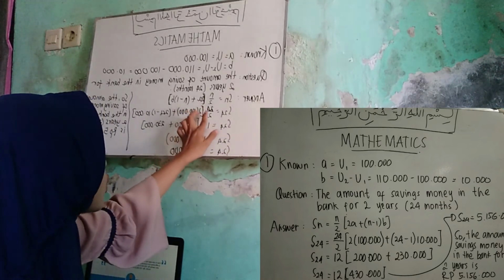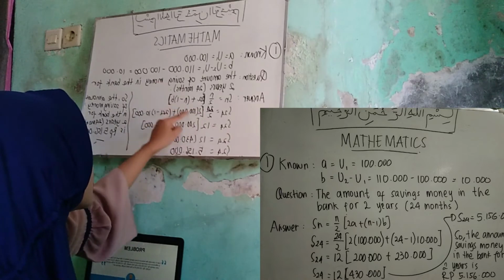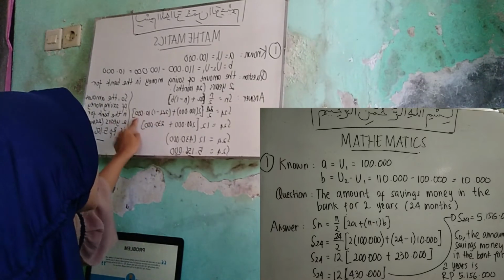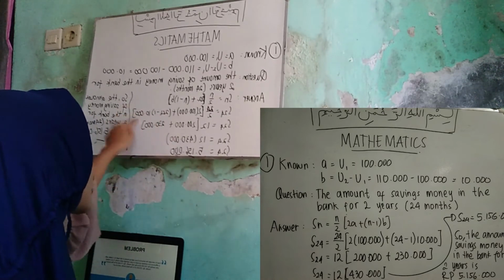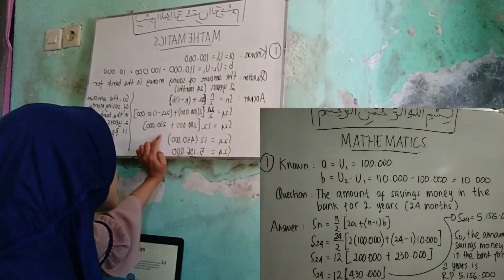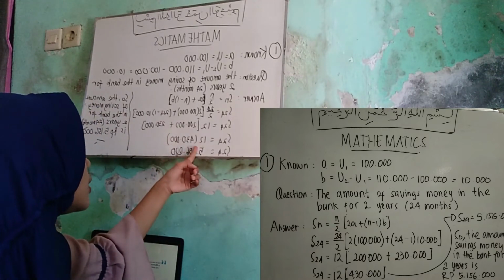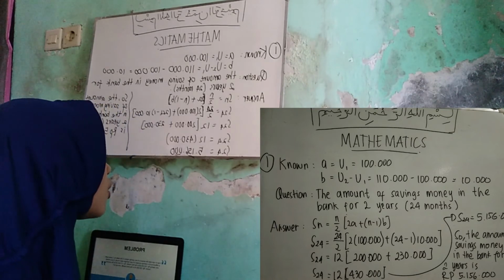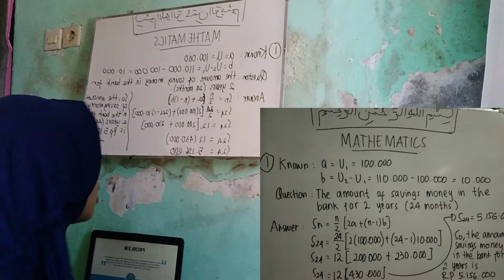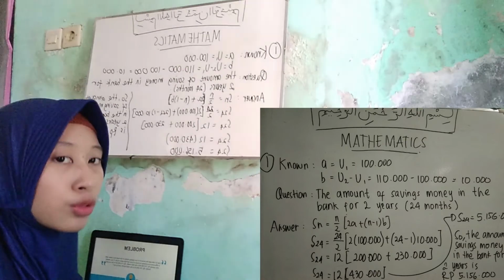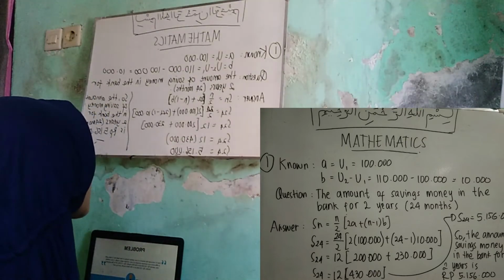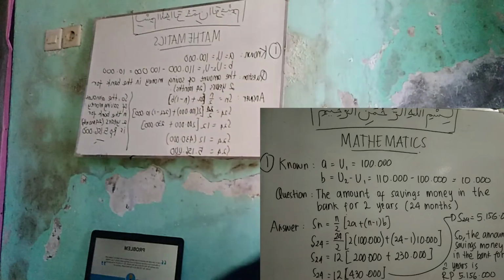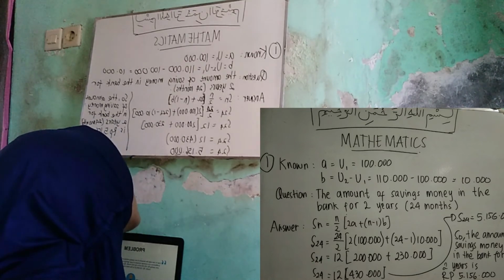And then we calculate. 24 divided by 2 is equal to 12. 2 times 100,000 is 200,000, plus 24 minus 1, which is 23, times 10,000. So 23 times 10,000 is 230,000. Then 12 times 430,000, so S24 is equal to 5,156,000. So the amount of saving money in the bank for 2 years, or 24 months, is 5,156,000, ma'am. For the last month. Yeah.